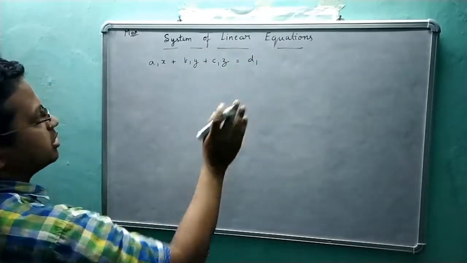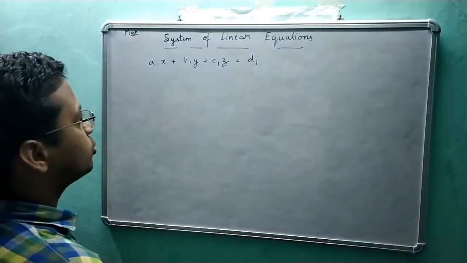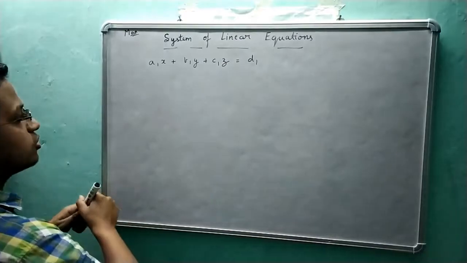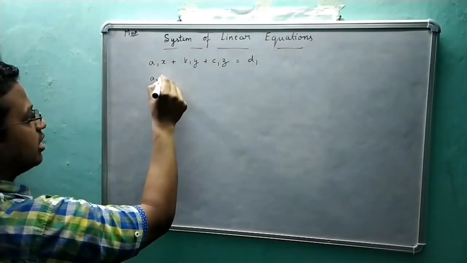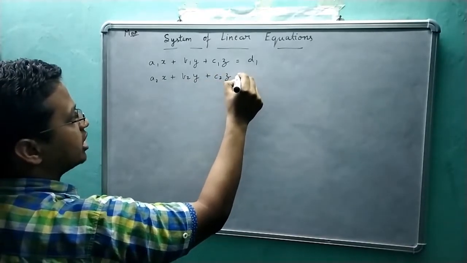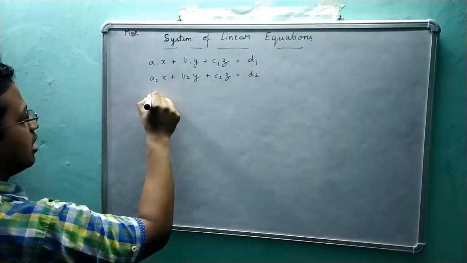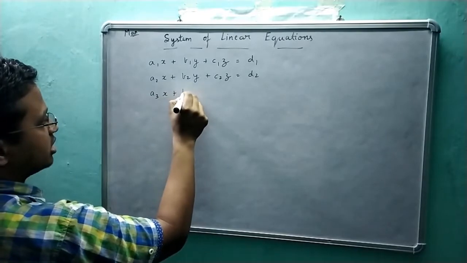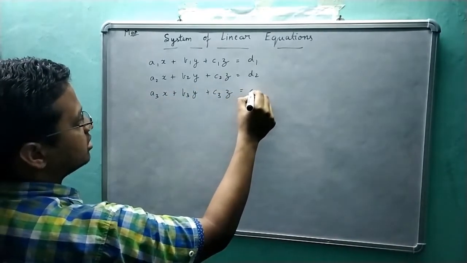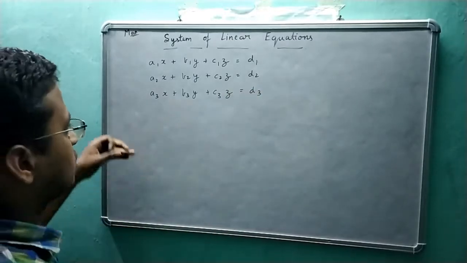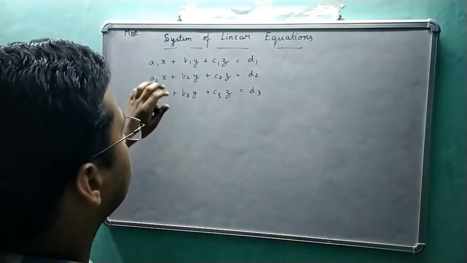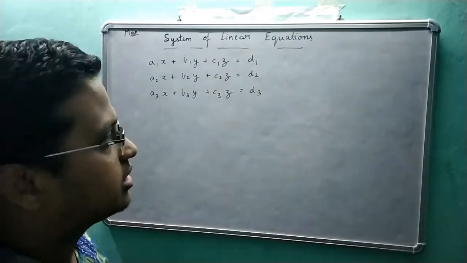So a1x plus b1y plus c1z equals d1, out of which x, y, z are variables and others are constants. Similarly, a2x plus b2y plus c2z is equal to d2, a3x plus b3y plus c3z is equal to d3. So suppose we have this system of equations, solving which we are going to get x, y and z.